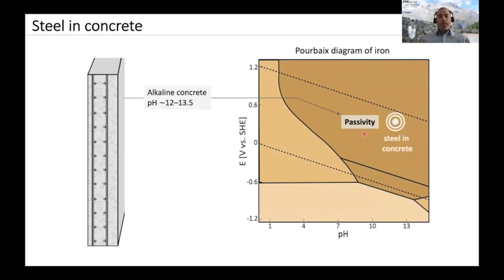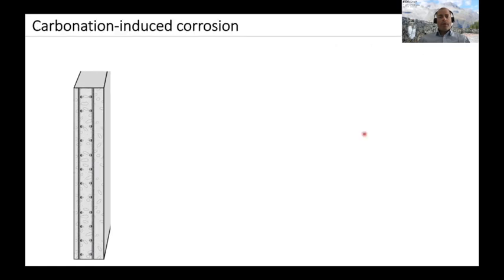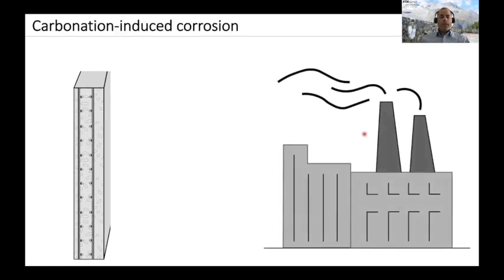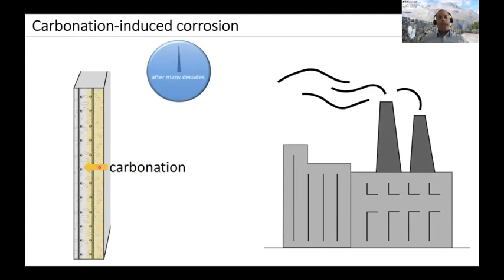Now, the problem is that if we have carbonation of the concrete, the CO2 of the environment will react with the concrete and will carbonate the concrete. This is a relatively slow process, which over time, years and decades, will reach the steel so that the pH here at the level of the steel can drop down to pH values around 8 or 9 or so.